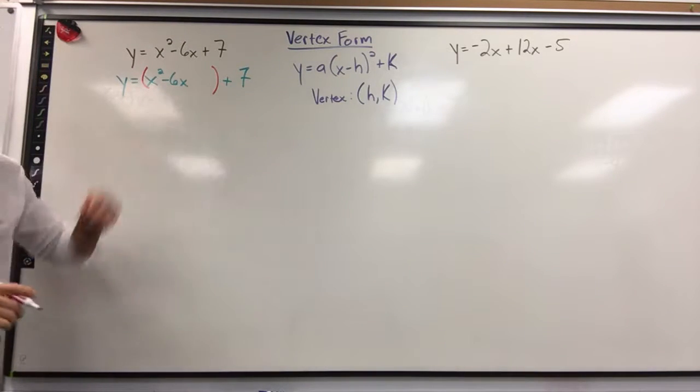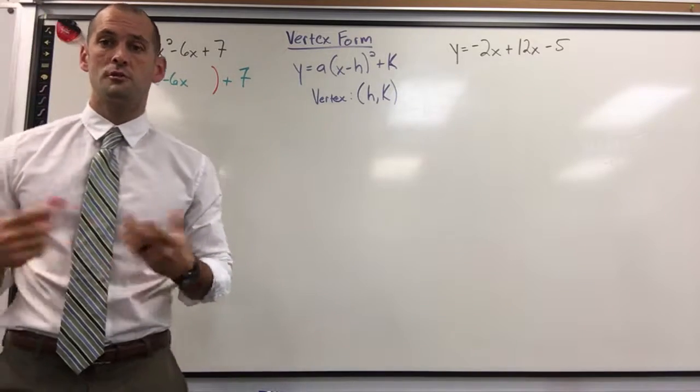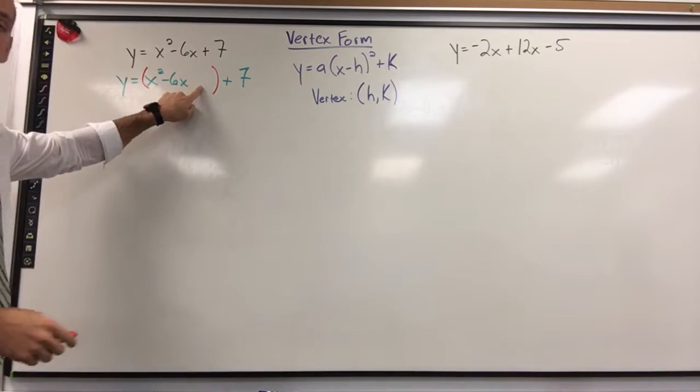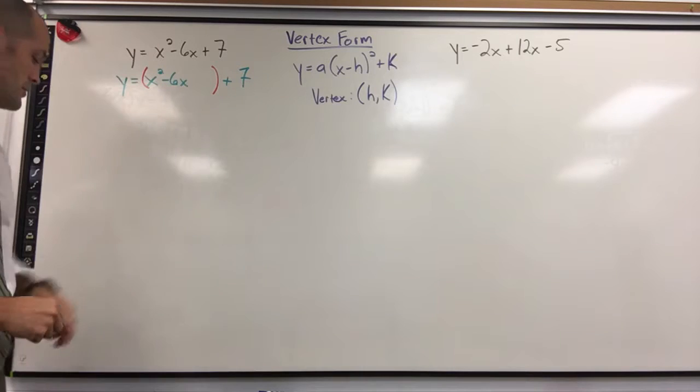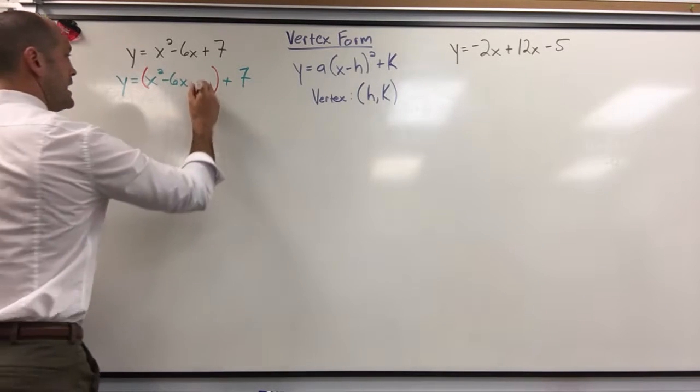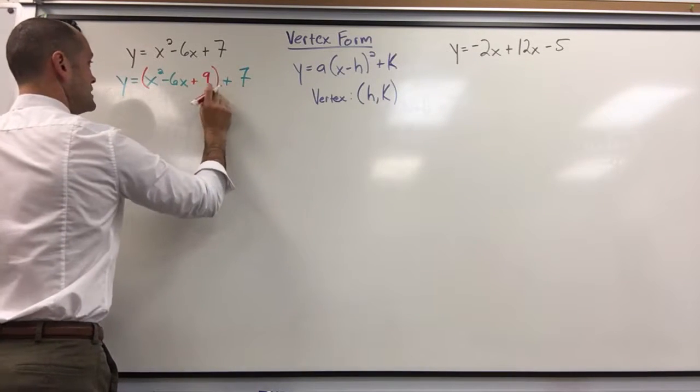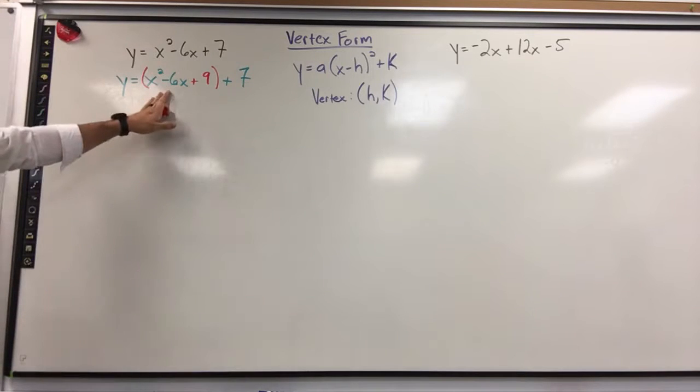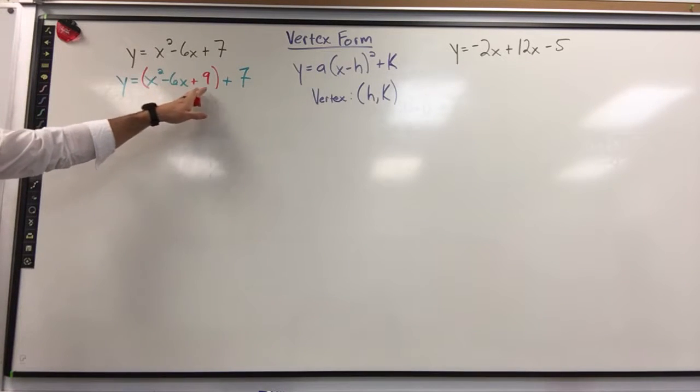So now I'm just looking at it this way. If you recall from completing the square, the third term is always just half of b, squared. So I will be adding 9 to complete this square. Half of negative 6 is negative 3, squared is 9.